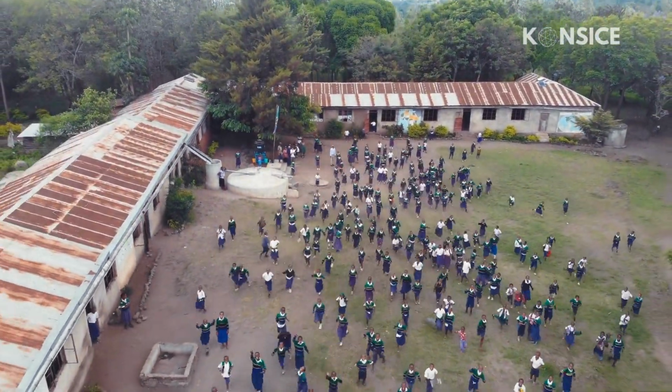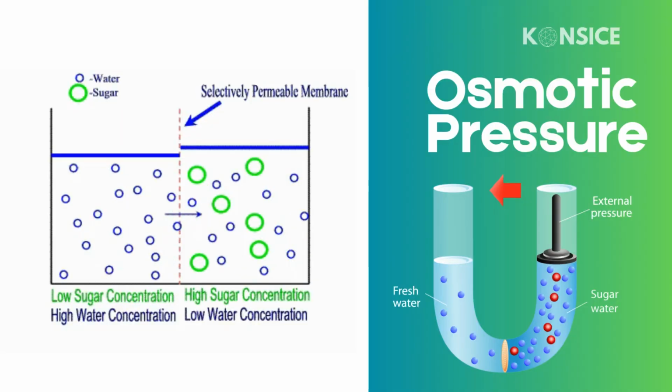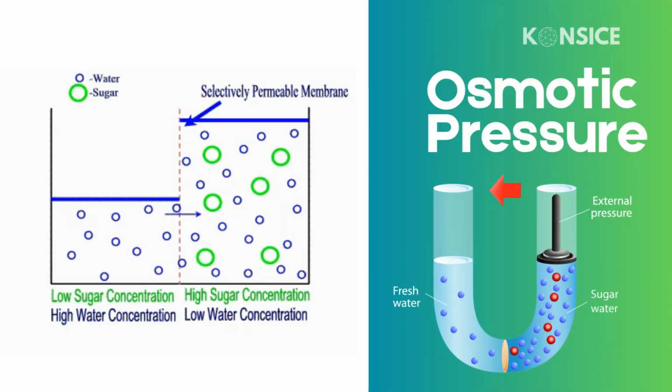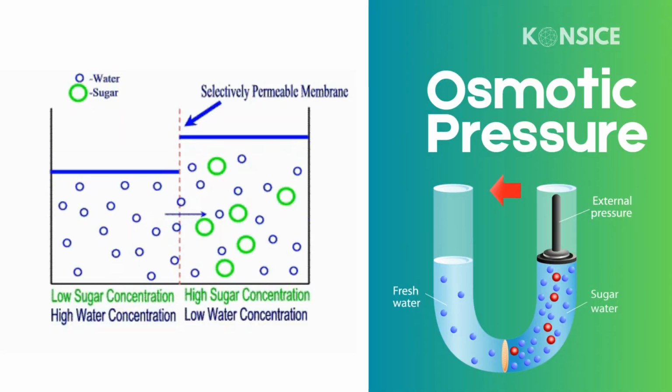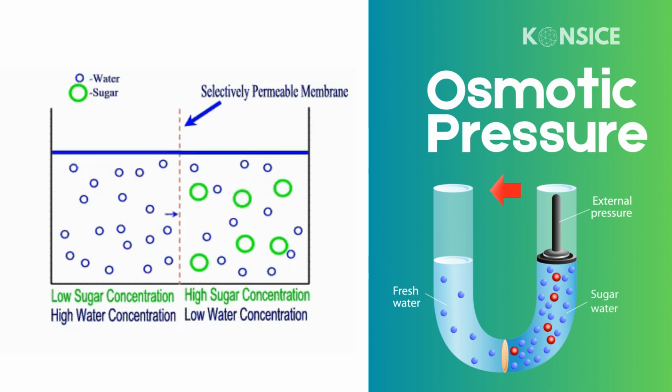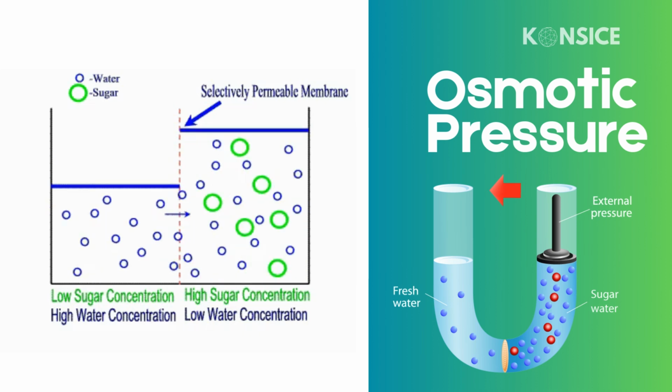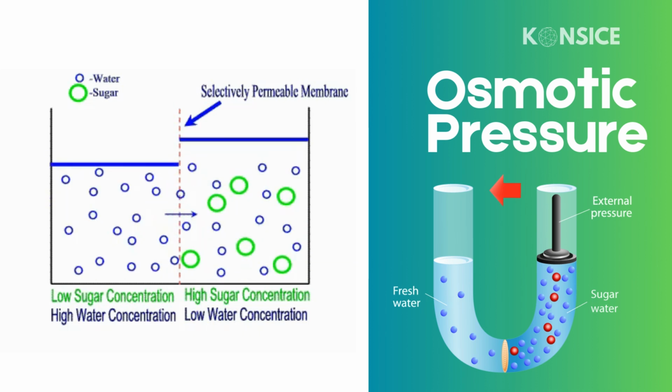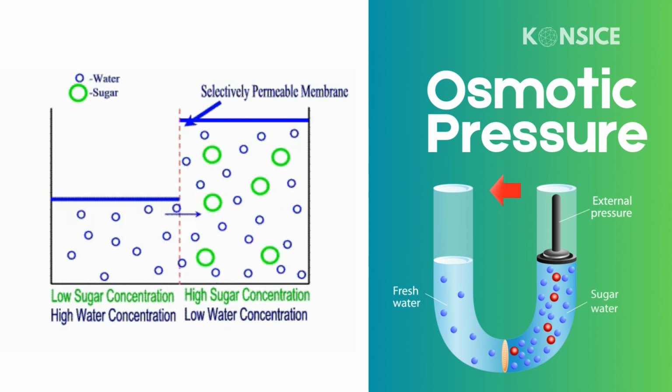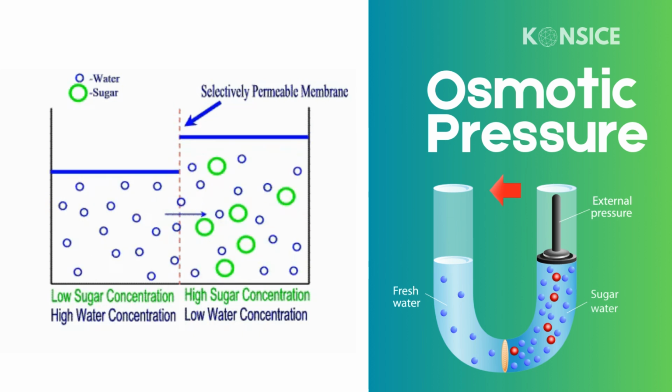Now, let's talk about osmotic pressure. As water moves to the side with the solution, something happens: the water level rises. This rising creates pressure. That pressure is called osmotic pressure. It's the force that water creates when it moves during osmosis.